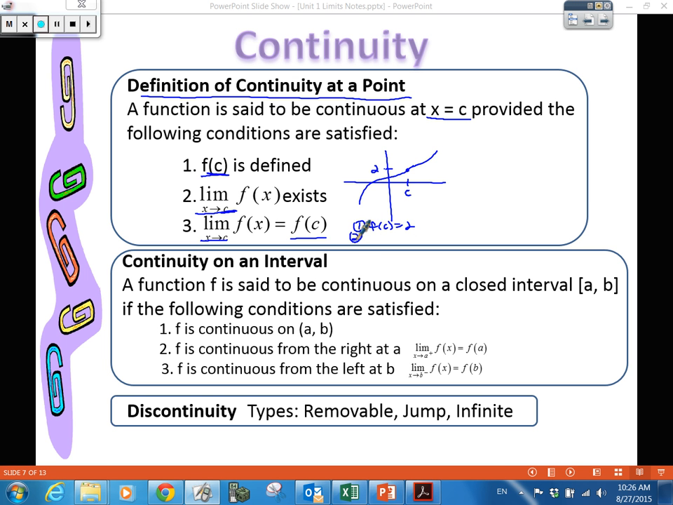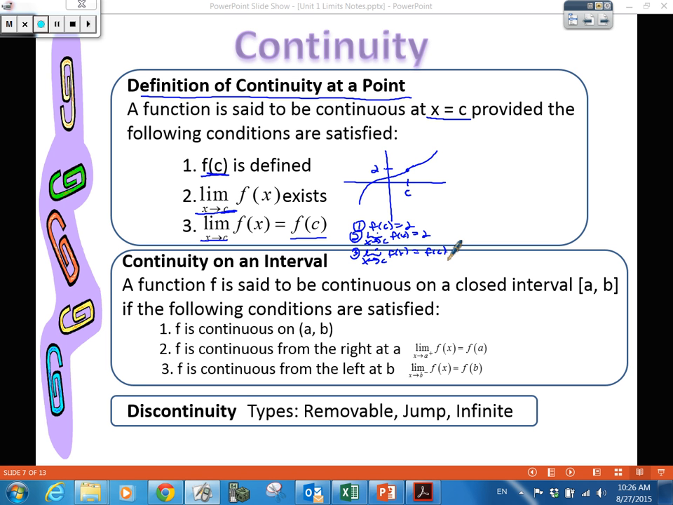Number 2, we would say the limit as x approaches c of f of x equals 2. Okay, that's also 2. And the last criteria is that the limit value must equal the function value. So my third step is the limit as x approaches c of f of x equals f of c. Those are the 3 criteria I need to prove that a function is continuous at a point.